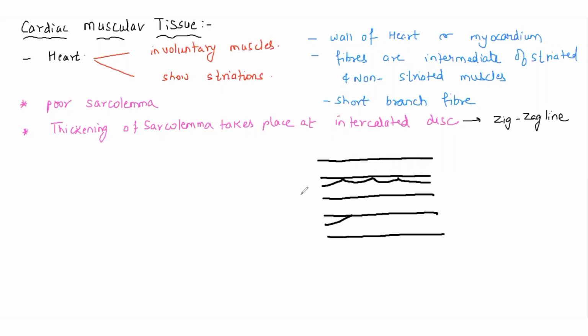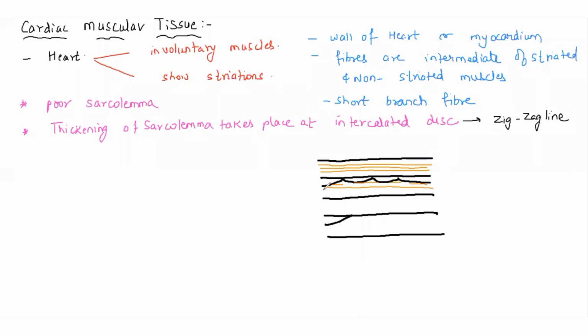Let me first draw the striations. So these are all nothing but striations present. Striations means alternate dark band and light band. So here there are striations. All these that you are observing are nothing but the striations. Let me draw it because it will take time to draw.